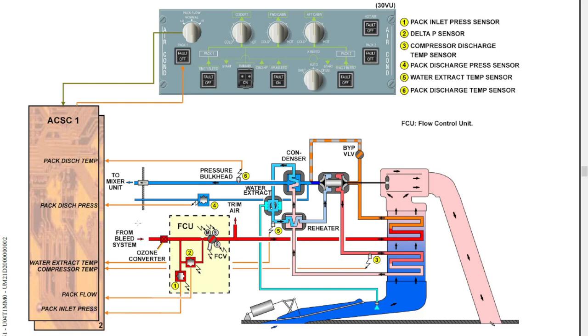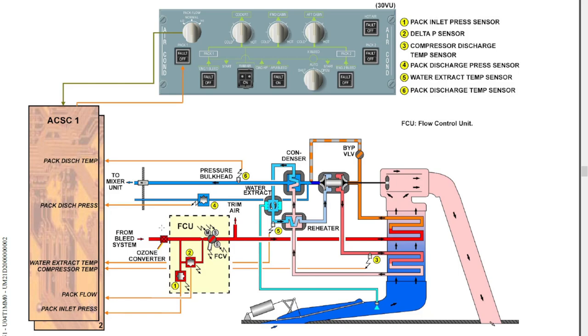First, we need air to operate the system. So air comes from here. Now here it says from the bleed system. From the bleed system, last time I told you there can be three sources mainly. Those are the engines, the APU, or the HP ground cart. So any one of these three sources can supply bleed air to the system for pack operation. That air comes from this side. That is why it says from bleed system.